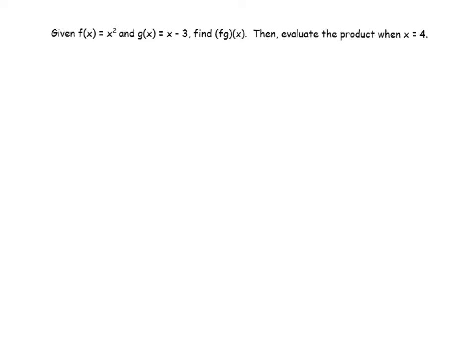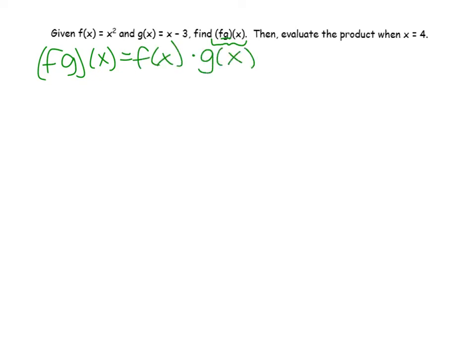For the next set of operations, let f of x be defined as x squared, and g of x is defined as x minus 3. Next, we're asked to find f times g of x. When f times g are together, you're literally just going to multiply the functions together. So it could be a distribute or it could be a FOIL. You're just going to do f of x times g of x.